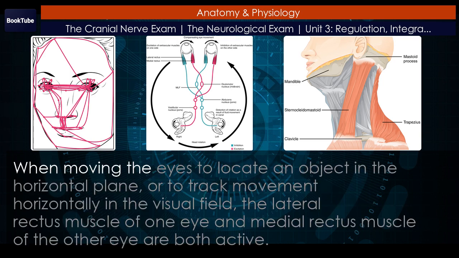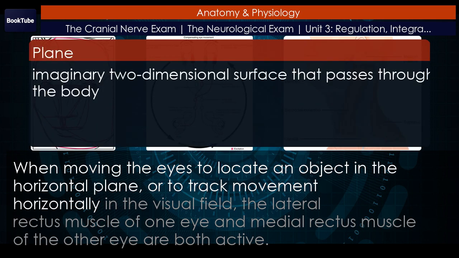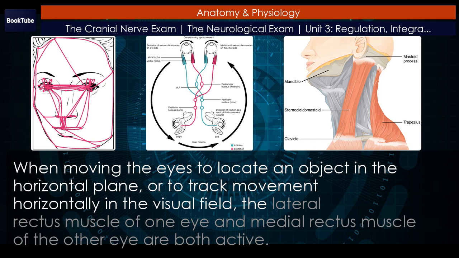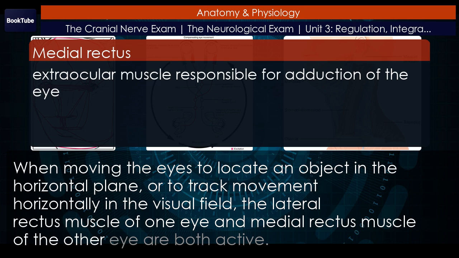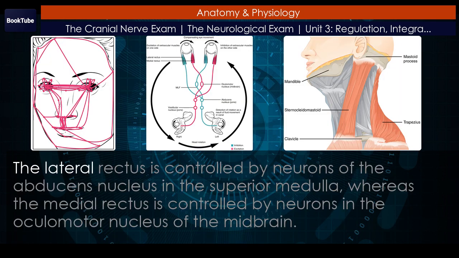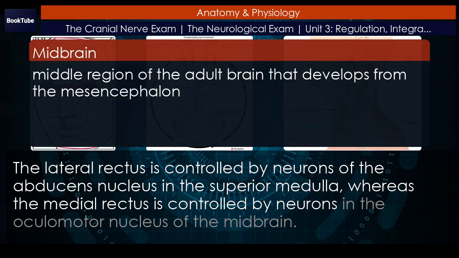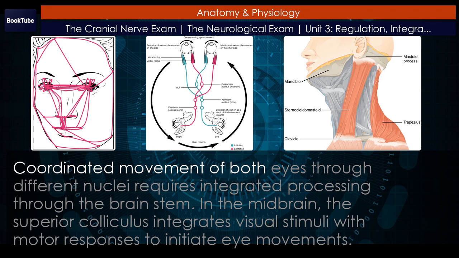When moving the eyes to locate an object in the horizontal plane, or to track movement horizontally in the visual field, the lateral rectus muscle of one eye and medial rectus muscle of the other eye are both active. The lateral rectus is controlled by neurons of the abducens nucleus in the superior medulla, whereas the medial rectus is controlled by neurons in the oculomotor nucleus of the midbrain. Coordinated movement of both eyes through different nuclei requires integrated processing through the brainstem.